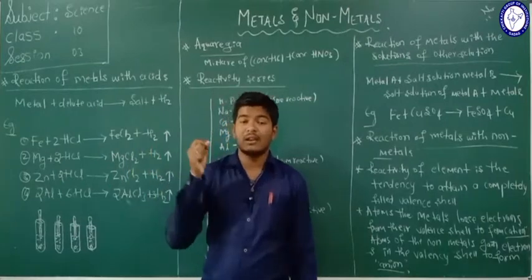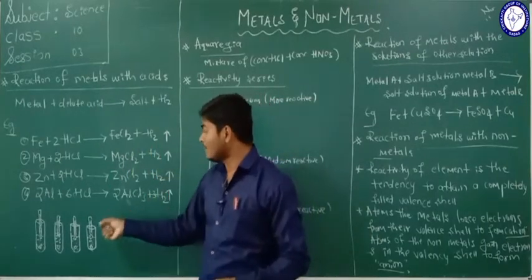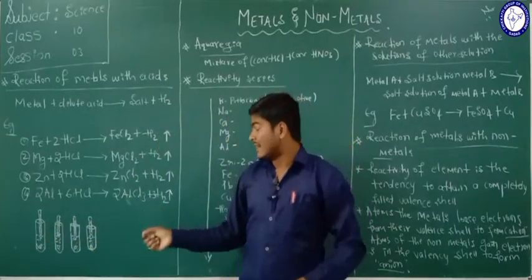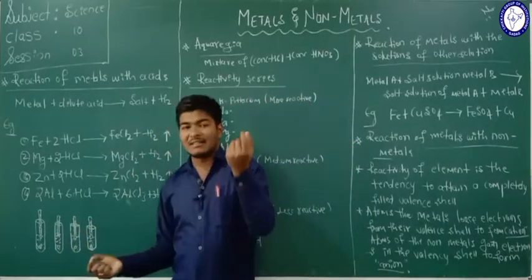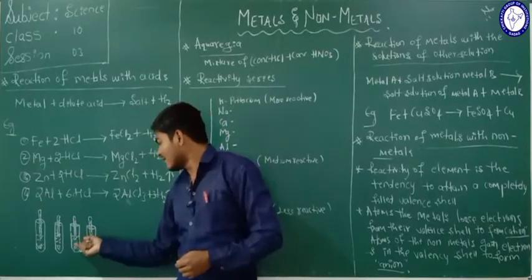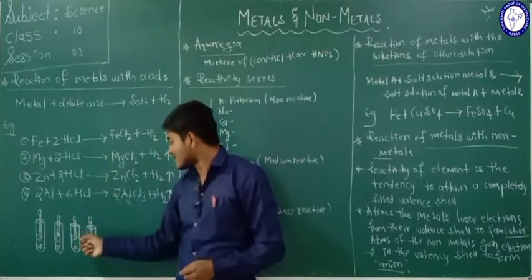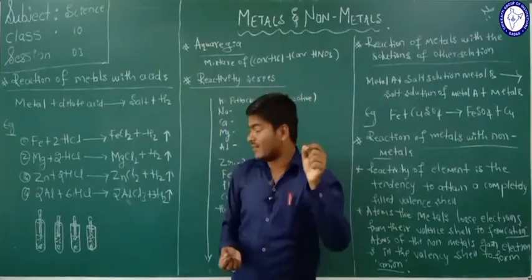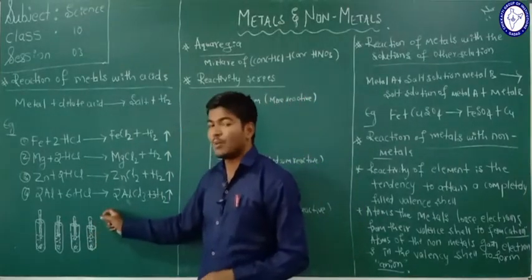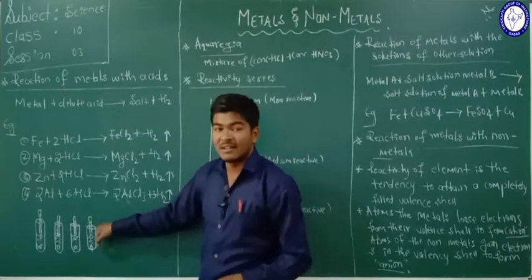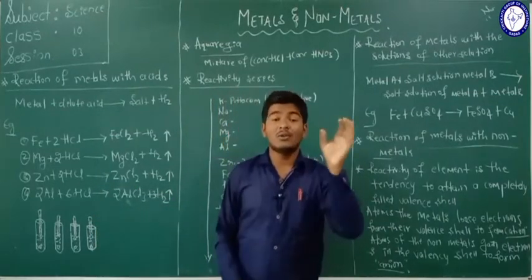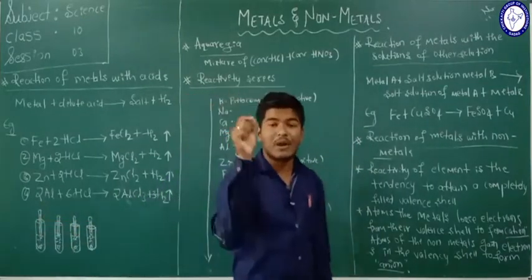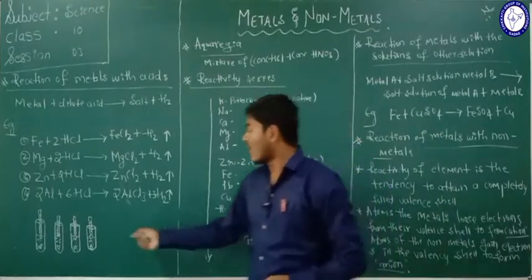You have to observe very clearly. You have to keep the thermometer in all 4 test tubes in such a way that the bulb of the thermometer is just inside the solution, inside the acid. And now you have to observe the change in the temperature of the solution after you have put the metal into all 4 test tubes.